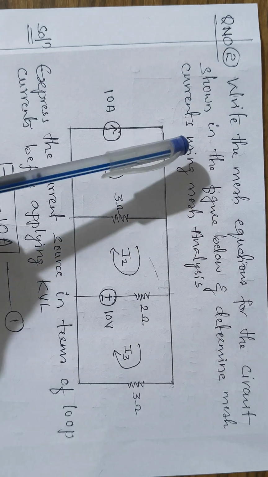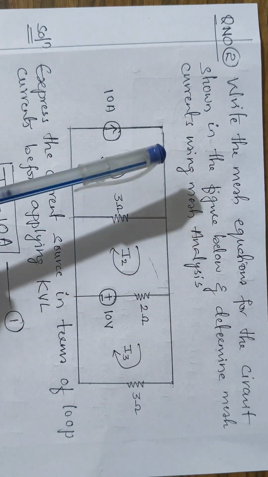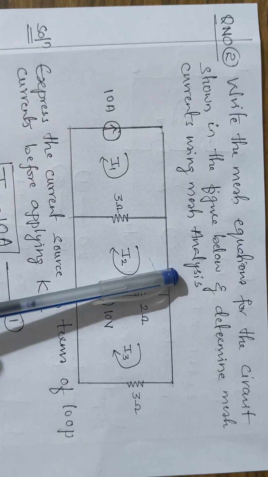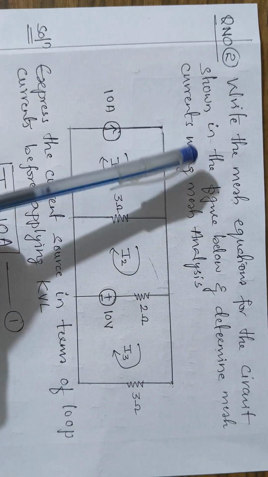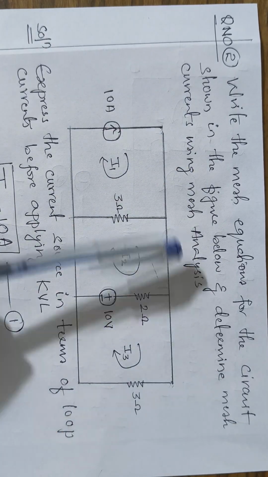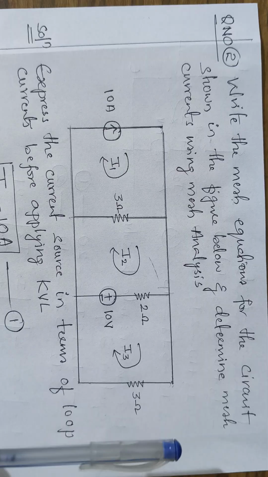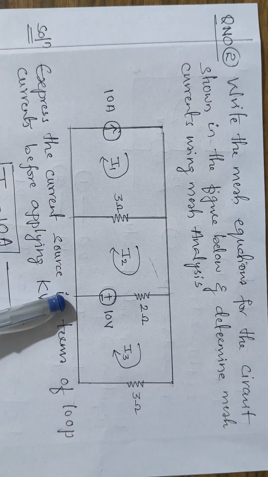Hello everyone. Here we'll see a problem on mesh analysis. So the question is, write the mesh equations for the circuit shown in the figure below and determine mesh currents using mesh analysis. So this is the figure which is given.